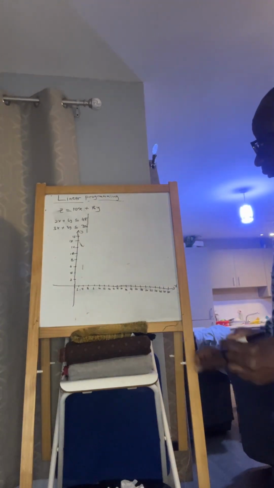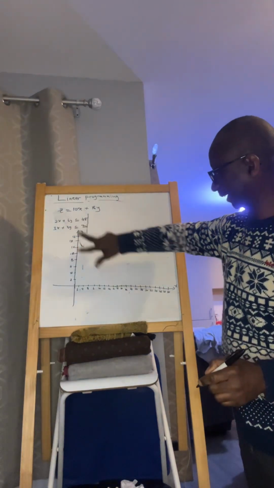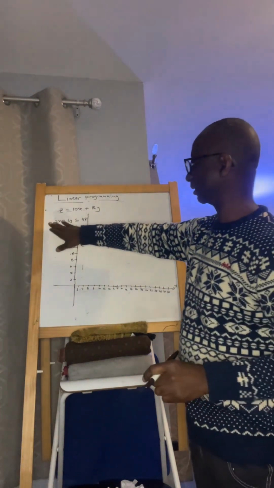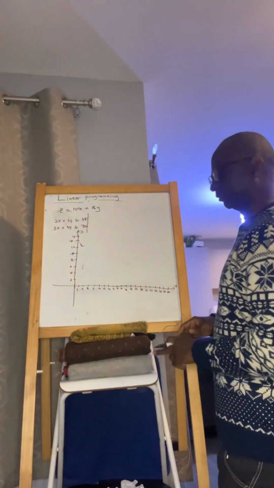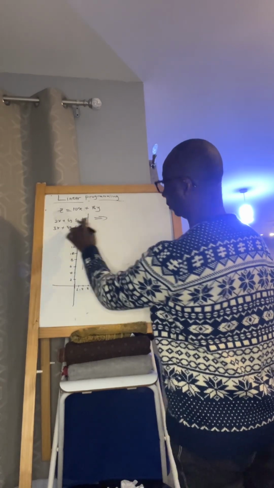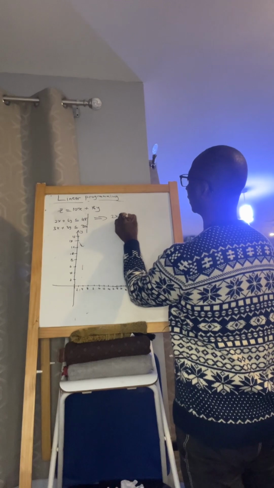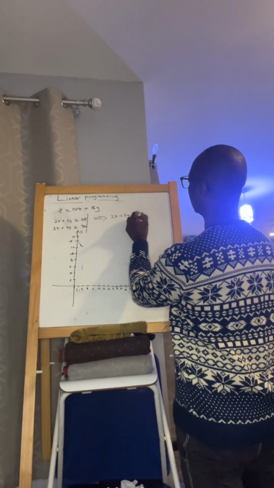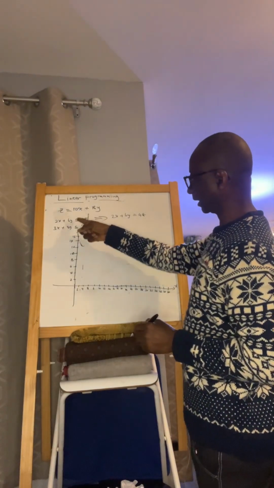Yeah? So now we're going to plot these two lines here. When you look at these lines, you know these are straight lines. In linear programs, the lines have to be straight graphs. So we've got to convert this equation or modify it to 2x plus 6y equals 48. Yeah? Because these are inequalities.